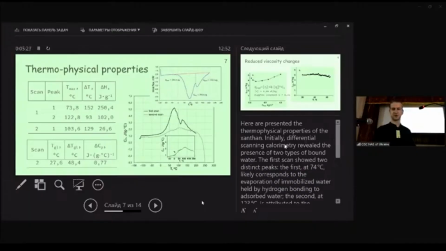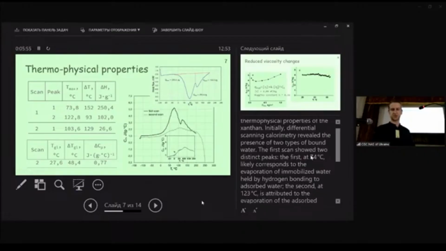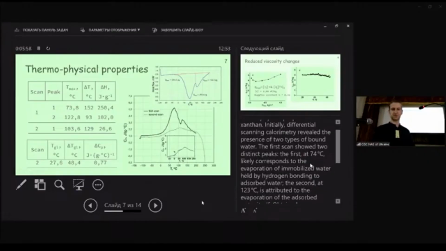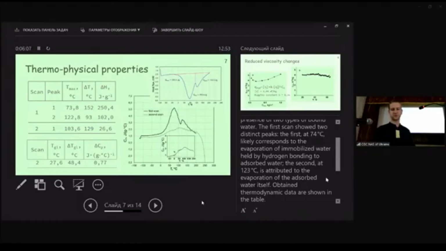Here are presented the thermophysical properties of the xanthan. Initially, differential scanning calorimetry revealed the presence of two types of bound water. The first scan showed two distinct peaks. The first at 74 Celsius likely corresponds to evaporation of immobilized water held by hydrogen bonding to absorbed water. The second, at 123, is attributed to the evaporation of the absorbed water itself.